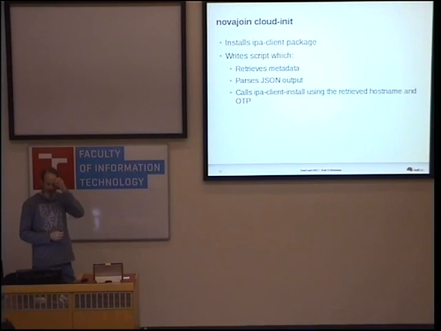So we also have a cloud-init file. This cloud-init first installs the packages we need. It fetches the metadata out of Nova, parses the JSON, and then just passes that information to ipa-client-install. In ipa-client-install, we use DNS discovery to find your IPA server, the domain and the realm, and do the enrollment for you. So it looks pretty simple. You just start an instance creation, and a few minutes later you have an instance enrolled in IPA.